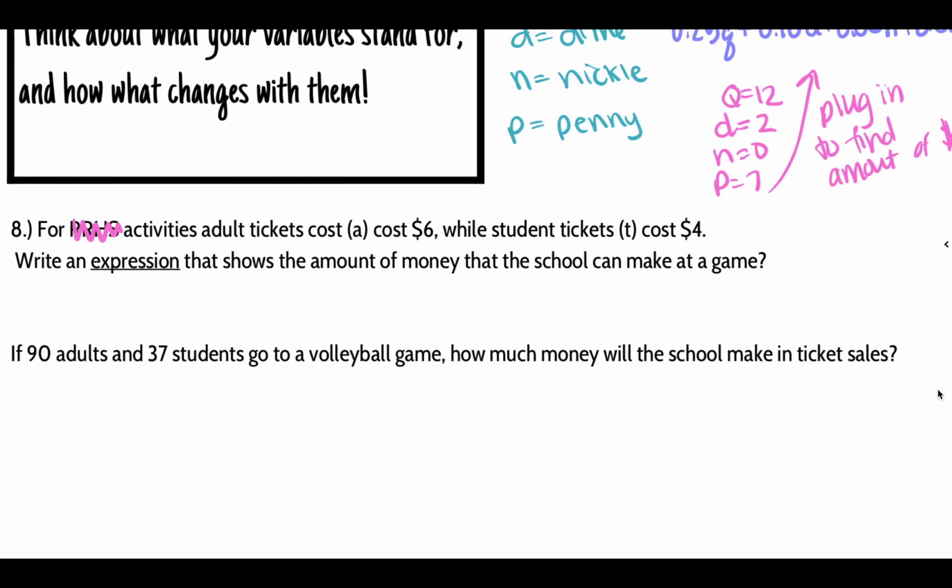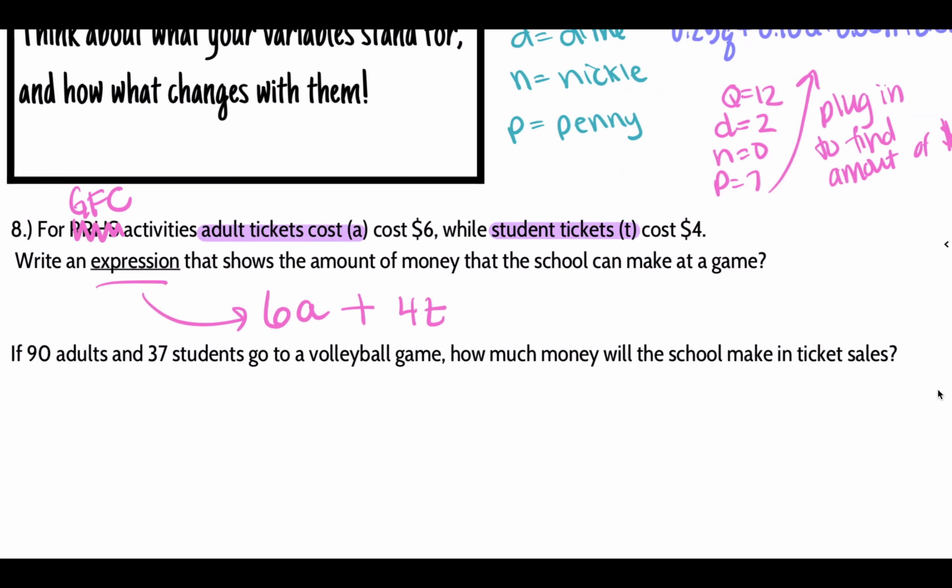For our Grand Forks Central activities, adult tickets A cost $6. Student tickets T cost $4. So those are our variables, okay? So we know that 6A represents our adults, and 4T represents students. But we can't leave it like that. We have to think about how we can show the amount of money the school makes at the game. Well, we have to add those two together because we have to add the adults plus the student tickets. Okay, so there's our expression.